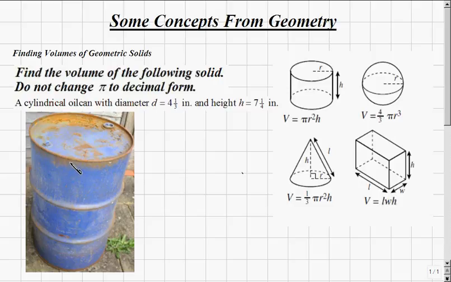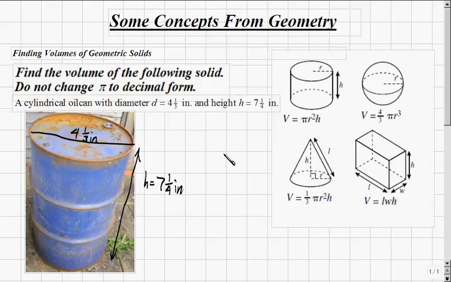Let's find the volume of a cylindrical oil can with a diameter of 4 1/3 inches and a height of 7 1/4 inches. To do this, let's first label our figure below. The diameter of this cylinder that we have is 4 1/3 inches. And the height of it, which we'll measure here, is 7 1/4 inches.